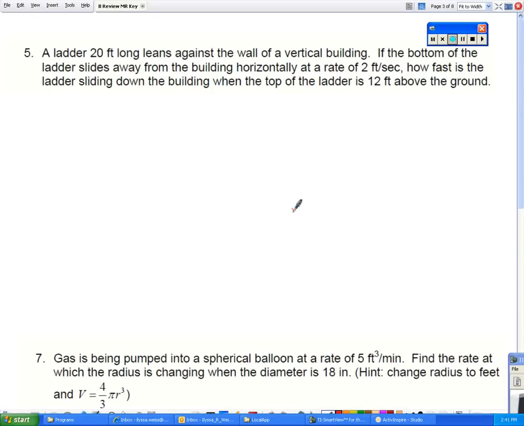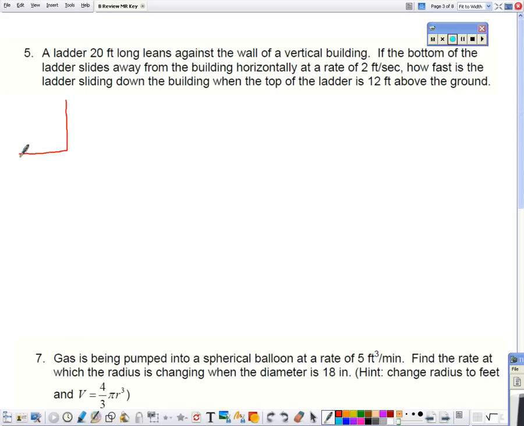Okay, so number 5 and 7 are related rate problems. So we're going to draw a picture: a ladder leaning against the building. We'll make a right triangle. So if the bottom of the ladder slides away, that's my change in x over change in time as 2 feet per second.